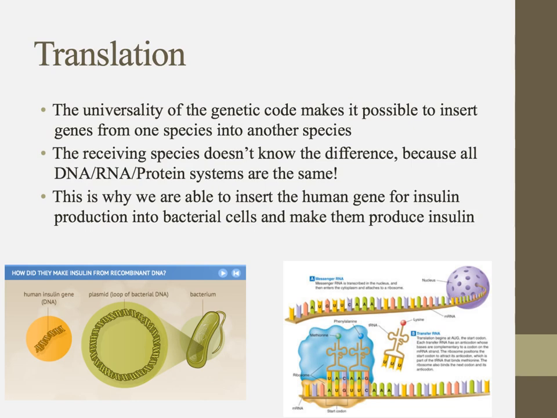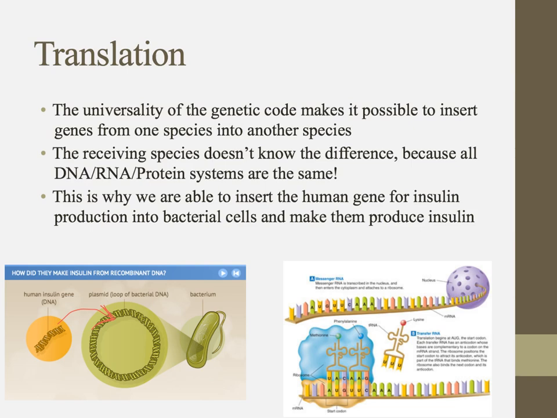Well, now what we've done is we've isolated the human gene for insulin, and we can take that gene and glue it into the DNA sequence of bacteria. We chose bacteria because their genome is simple and because they can grow and reproduce really quickly.